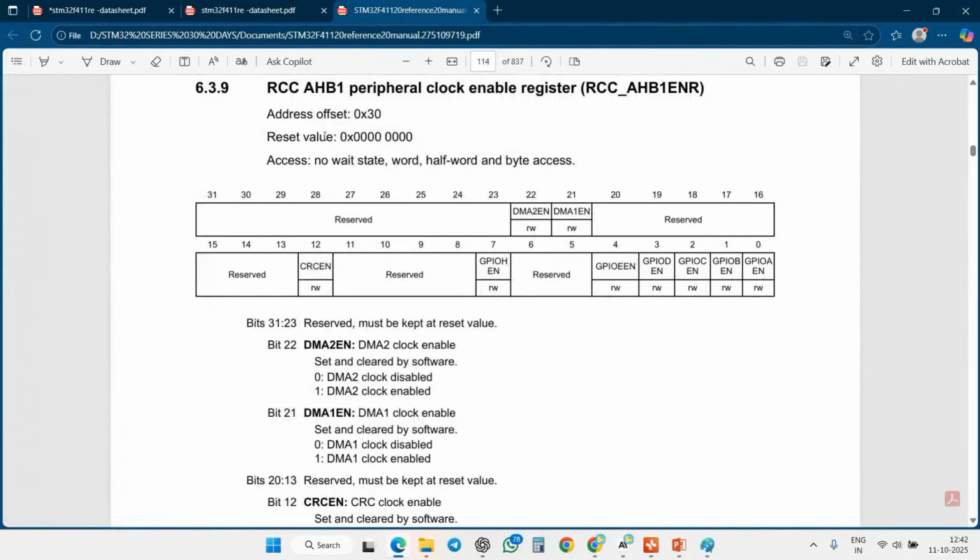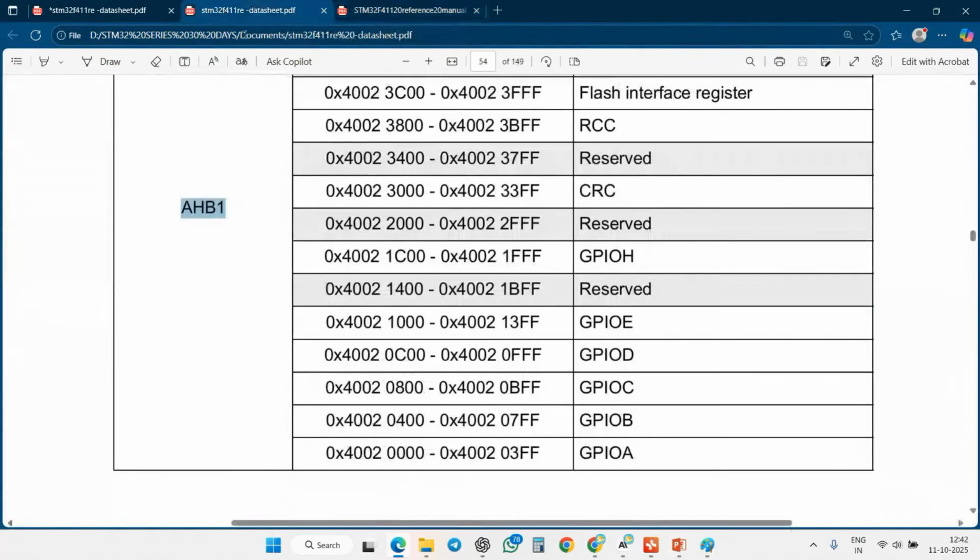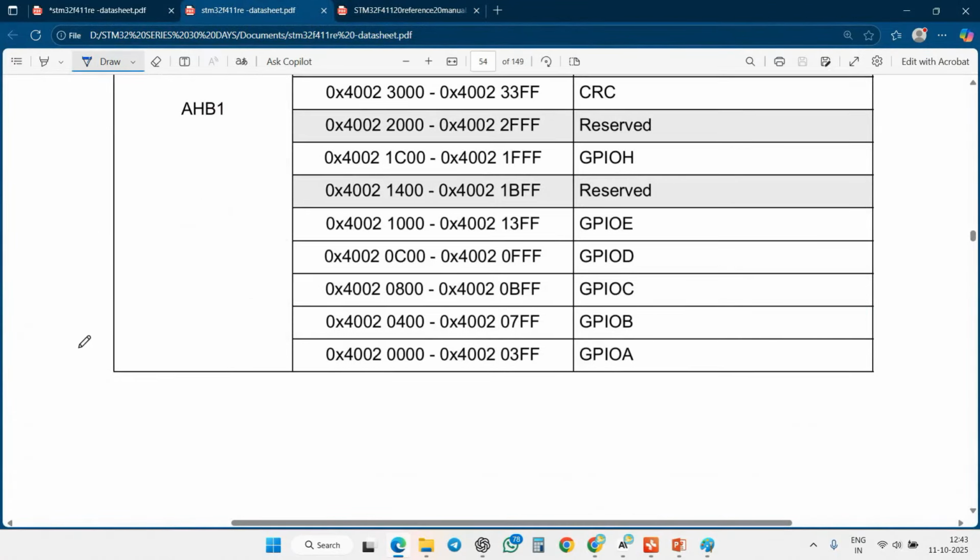AHB1ENR. Yeah, here it is. What is the address offset? The address offset is 0x30. Here I go to this one. This is my starting address. So I just multiply 400 to, sorry.